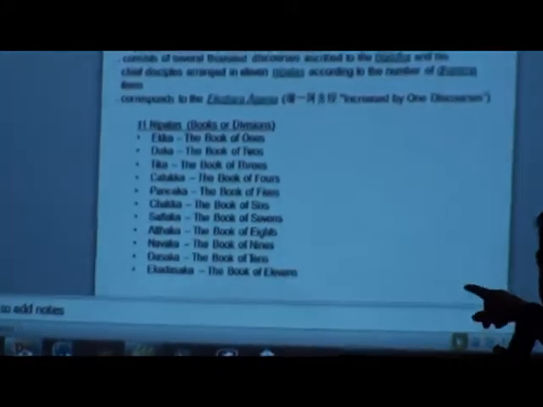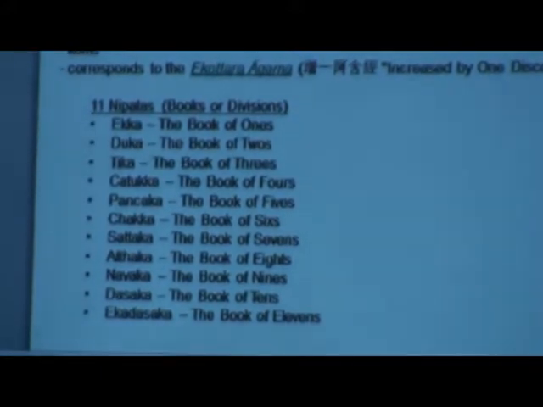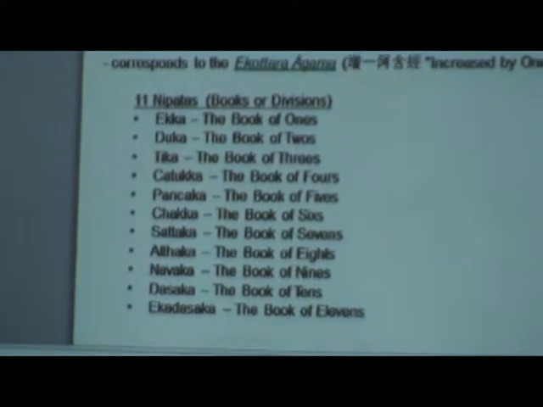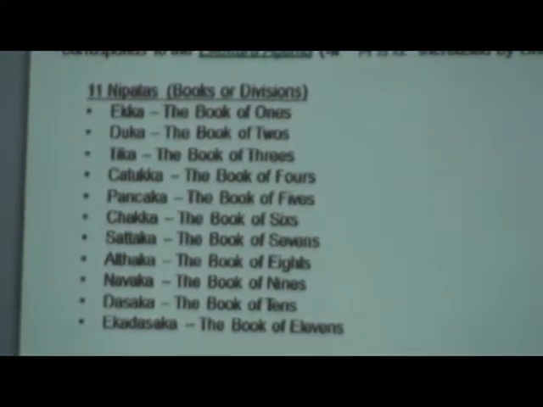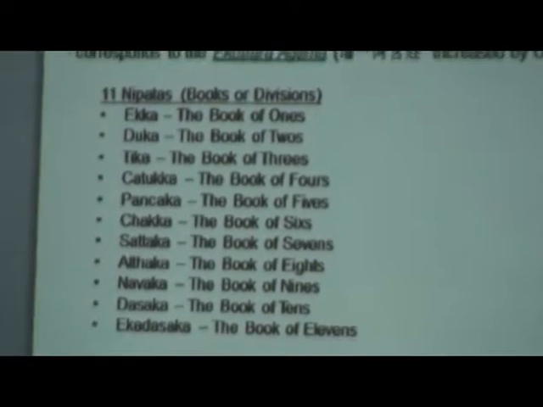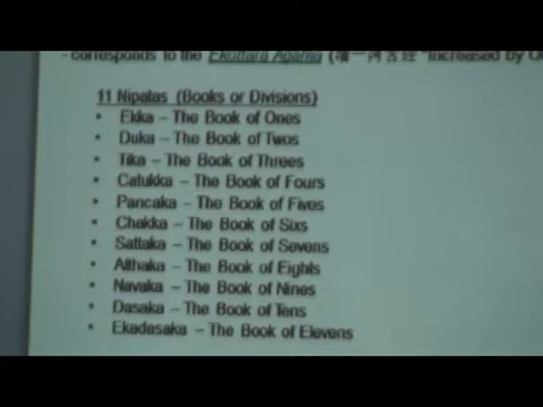How many books are there? 11? But each book is not just a book and that's it. Each book has its own suttas in there, like the Dhammapada, Anguttara. Each one has different suttas, different discourses. But it's numerically arranged.